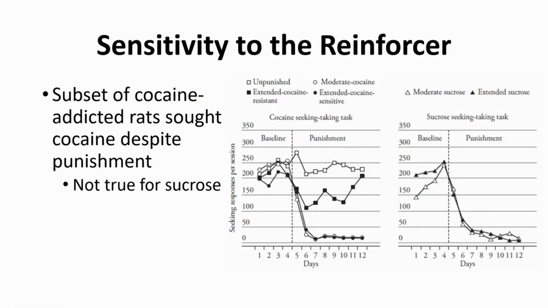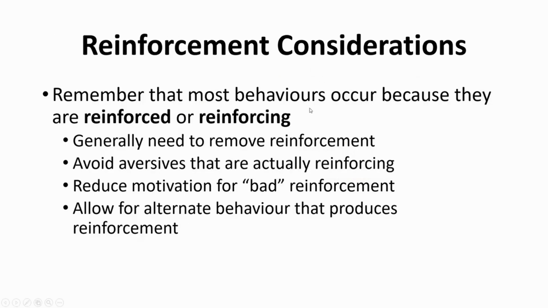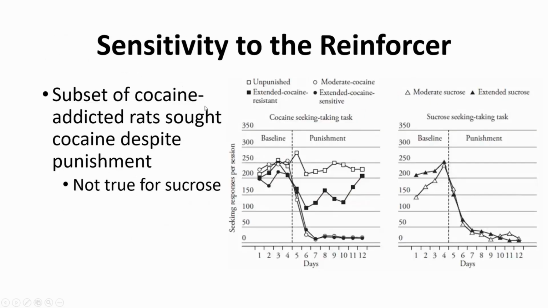The next factor that we want to consider when looking at the effectiveness of punishment is the sensitivity to the reinforcer. So we're still considering this reinforcing component of that punishing scenario. What we can do is look at two different kinds of reinforcers that might be maintaining a behavior. These graphs are from an experiment that looked at two different reinforcers, one being cocaine and one being sucrose, both of which are very reinforcing for rats.